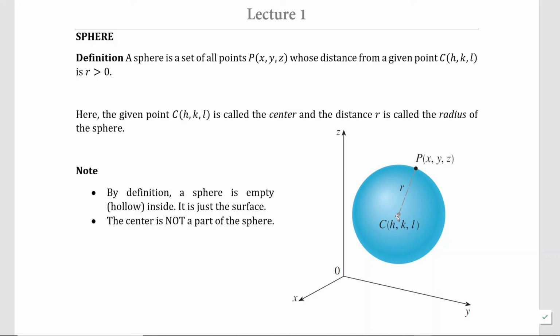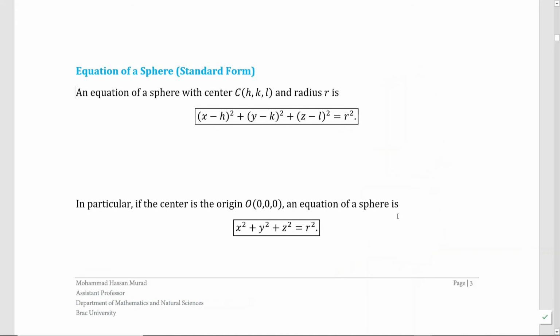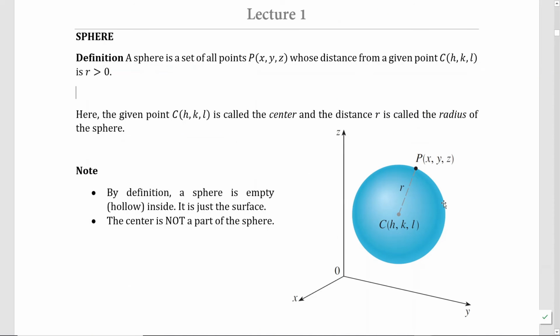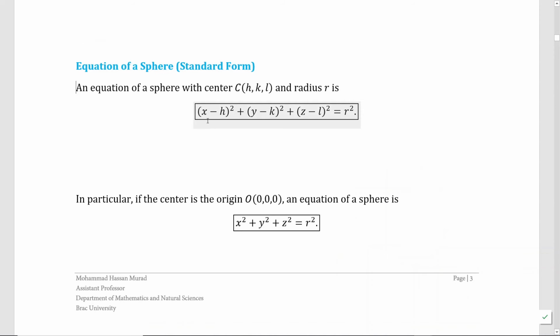Now we will see the standard form of the equation of a sphere. As we said earlier, the sphere is a set of all points whose distance from a fixed point C is constant, which is r. So we can apply the distance formula here. So the distance PC is constant, r. And this gives this formula in the box. In particular, if the center of the sphere is located at the origin, then the equation of a sphere simply reduces to the equation shown in the box below.